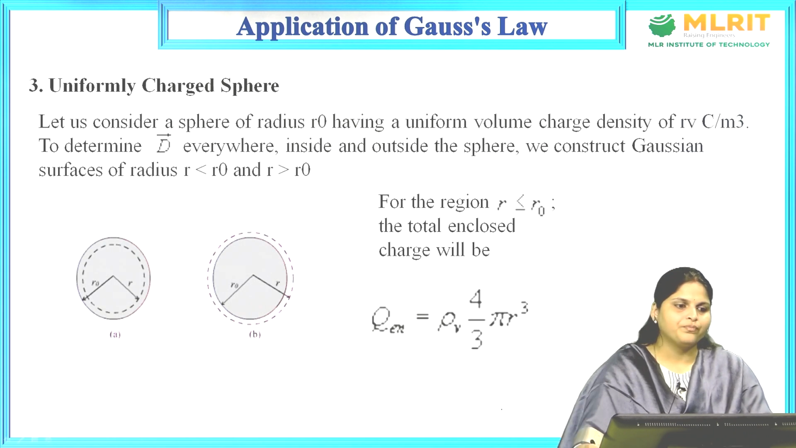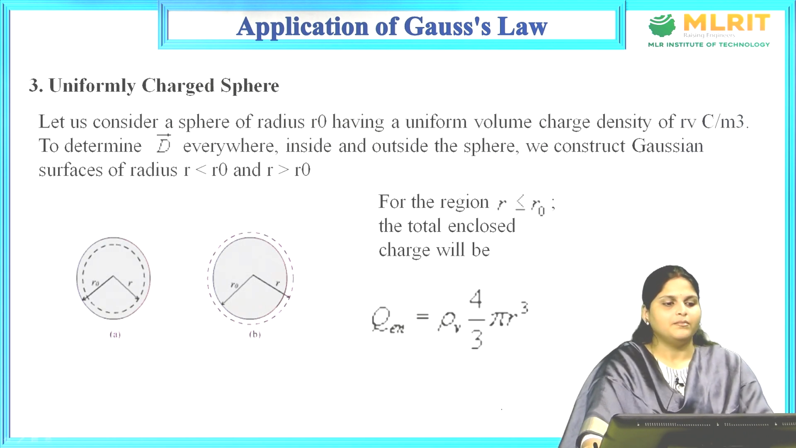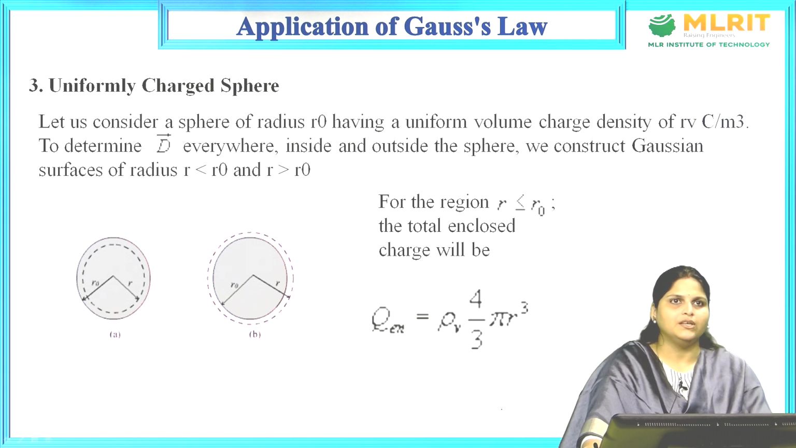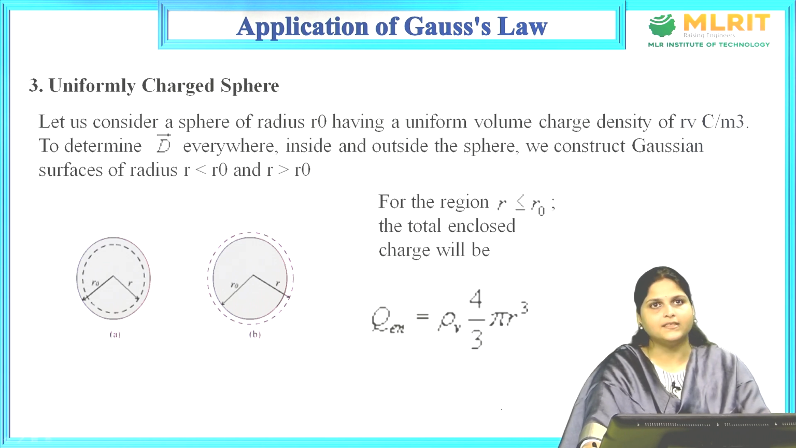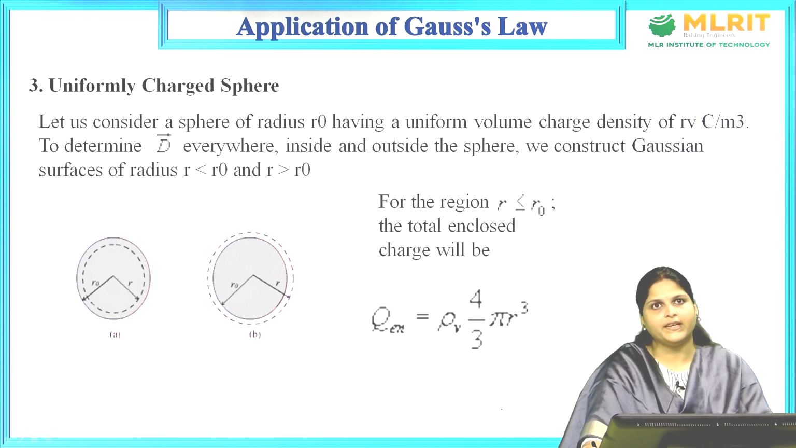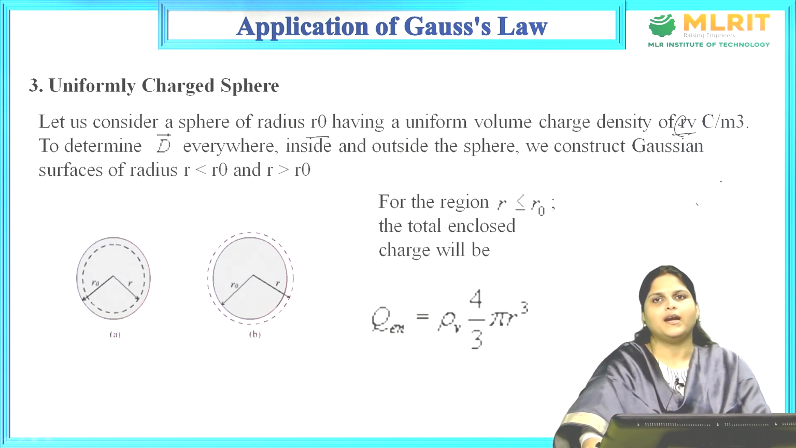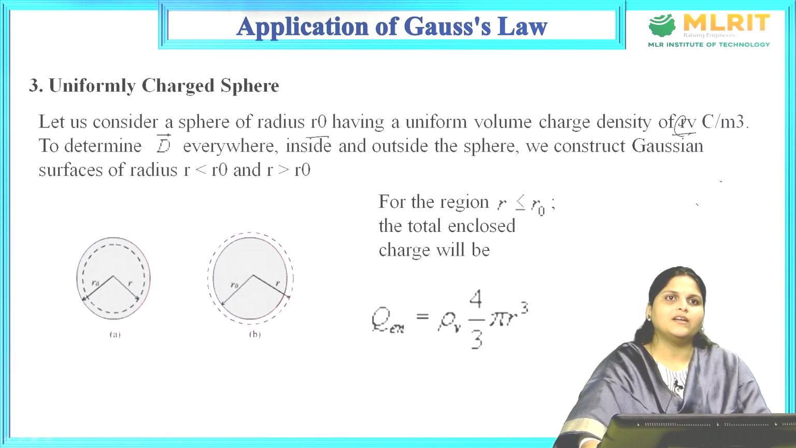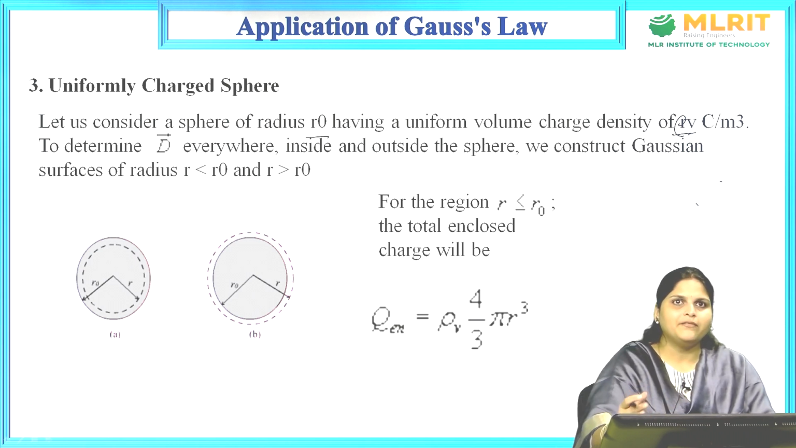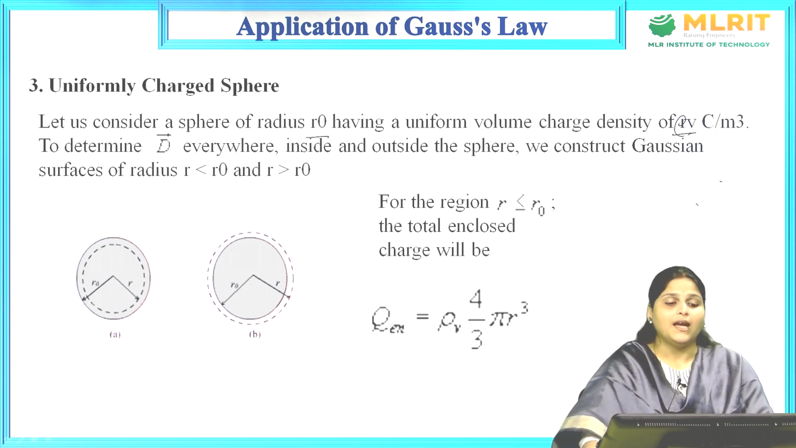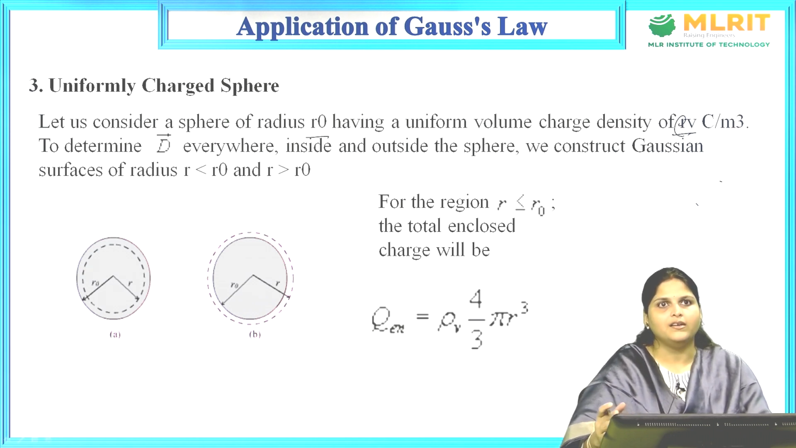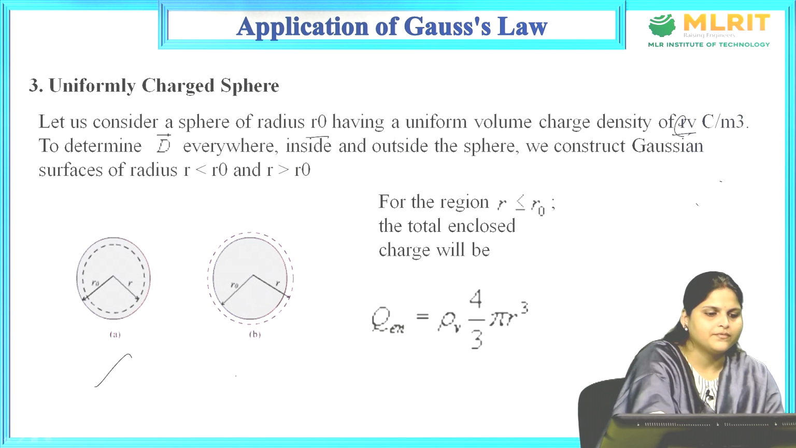Next we move to another application, which says that by using a uniformly charged sphere we can find the electric field intensity, again by using Gauss law. To understand this, we have considered a sphere of radius r0, having a uniform volume charge density, given by rho v, with unit coulomb per meter cube, and here we are finding D. It will be everywhere, inside and outside the sphere, and we have constructed a Gaussian surface for radius r greater than r0 and r less than r0. So we have these two spheres here.